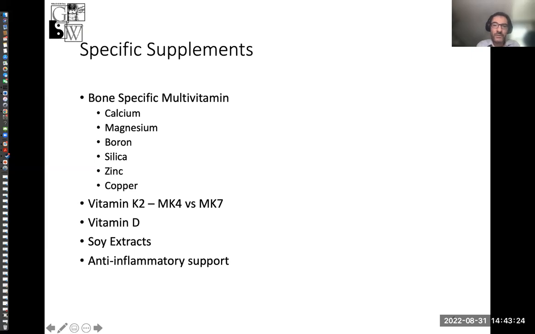Okay, so let's talk about specific supplements. So first of all, multivitamins. All of the multivitamins that somebody with osteopenia, osteoporosis is taking should contain ideally calcium, magnesium, boron, silica, zinc, and copper in a balanced form. One critical aspect of calcium is that you don't want to take more than 400 milligrams of calcium in any one sitting.